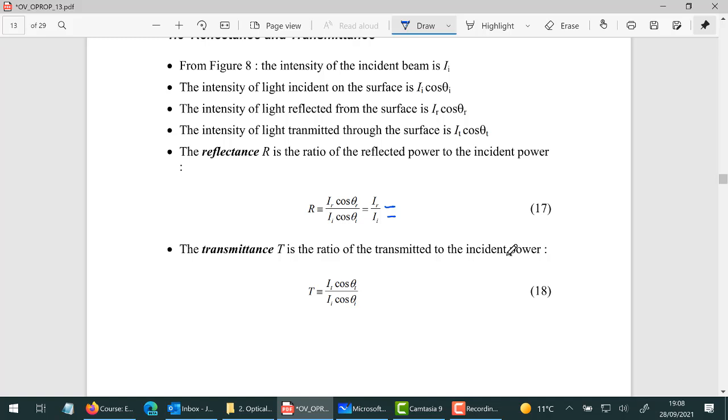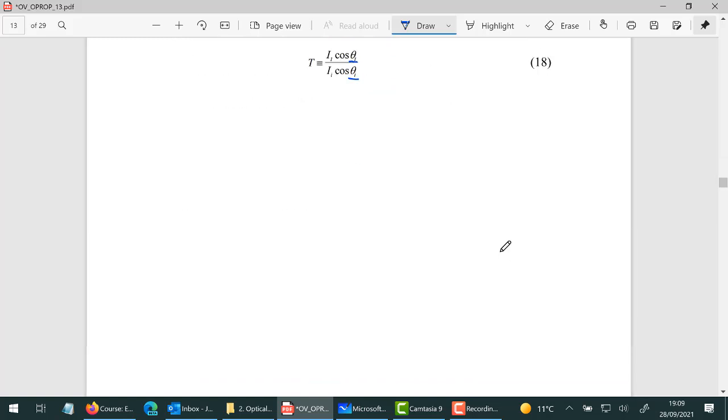Now, the angle of incidence is equal to the angle of reflection for the reflected beam, and so it's just a nice simple ratio of I_R over I_I. The angle of transmission is not equal to the angle of incidence because of Snell's law, and so the expression for transmission is a little bit more complicated, as we'll see in the diagram here.